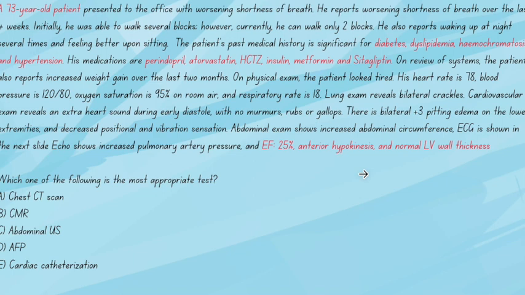He didn't know about it. And that caused anterior hypokinesis. And probably the lesion is in the LAD, the left anterior descending. He has low ejection fraction, normal left ventricular wall thickness. In patients with infiltrative diseases, usually they might sometimes have increased left ventricular wall thickness. So here we have heart failure with reduced ejection fraction. And the most common cause is coronary artery disease, and that's why the patient is high risk and he needs coronary artery catheterization. Let's look at the ECG.